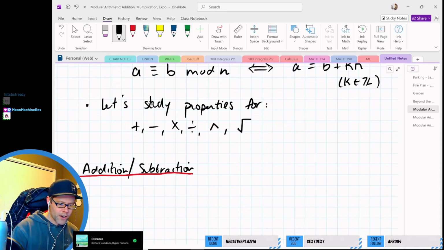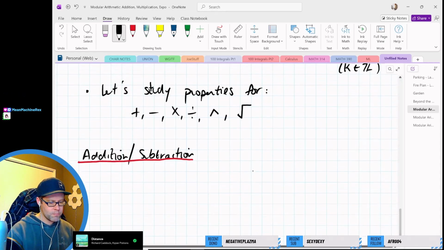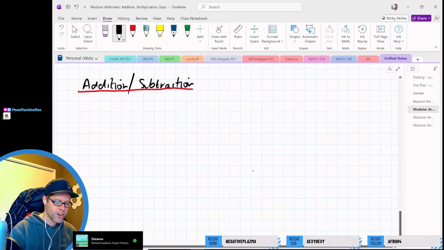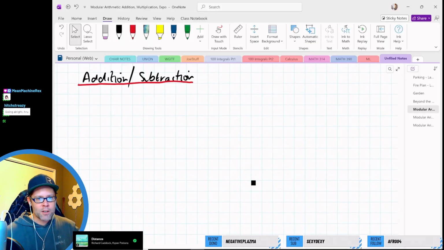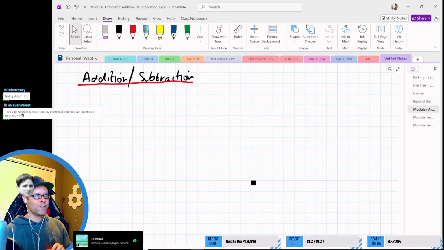So addition and subtraction tend to go hand in hand, and some professors might even tell you that subtraction really doesn't exist. It's just addition of the inverse or something like that, right? It's just the additive inverse of the object or in the field that we're working with.